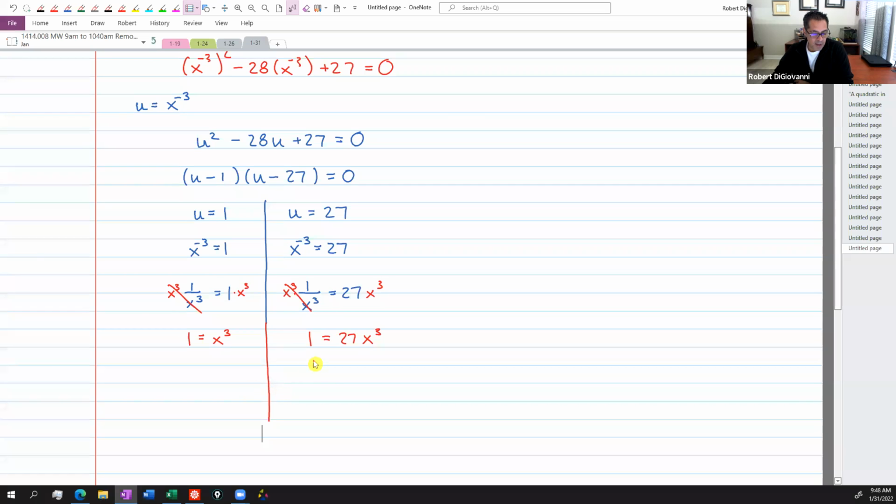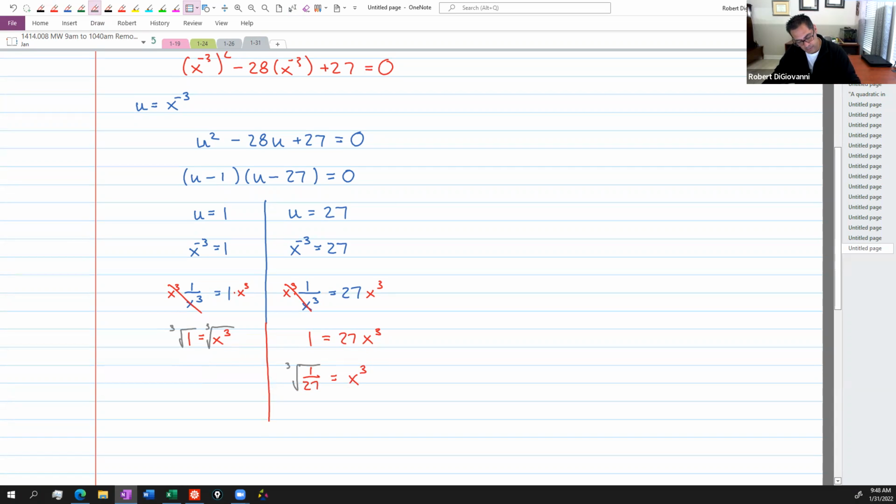And then this was the step that Dominic was just asking about. Like, I've got this 1 equals 27x cubed. I'm going to divide both sides by 27 to get the variable x cubed by itself. And then over here, there's really nothing to do because I have 1 equals x cubed. So here I will take the cube root on both sides of the equation.